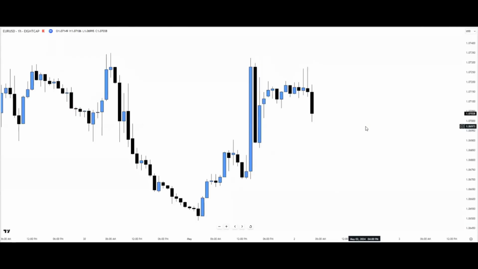For a sell scenario, that will be a premium array, and from here on, we want to see price move aggressively to the buy side. So right here, still price action on the Euro USD, and we can see that market structure is actually bullish right here. So that checks off the first step in our second approach strategy.